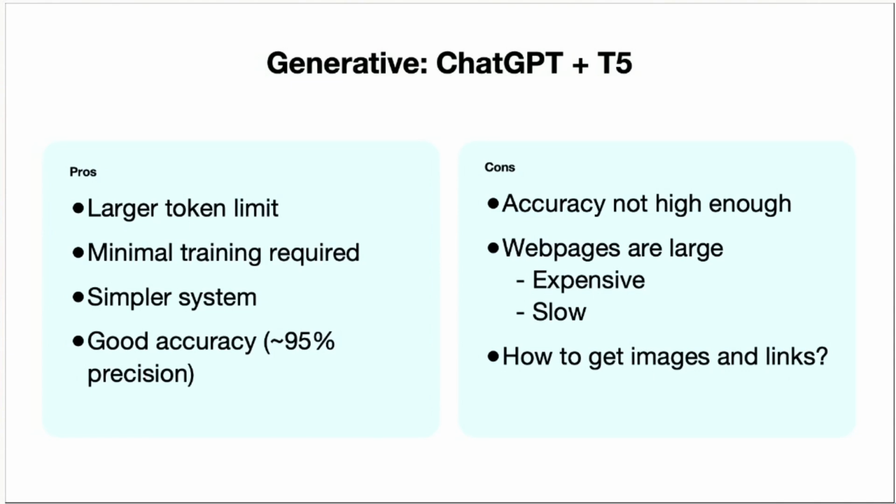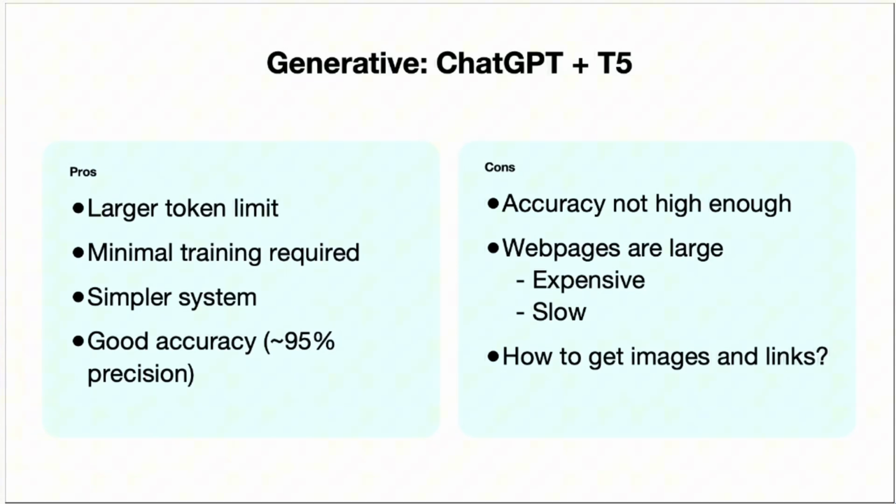But that accuracy, I have accuracy on both the pros and the cons. It's good accuracy for some applications, but not for ours. We really need closer to that 99% accuracy and precision. We just can't have 1 in 20 models' prices being incorrect on Pinterest. And despite the larger token limit, you're still dealing with some web page scaling issues. These web pages are actually pretty large. That slows down your inference.